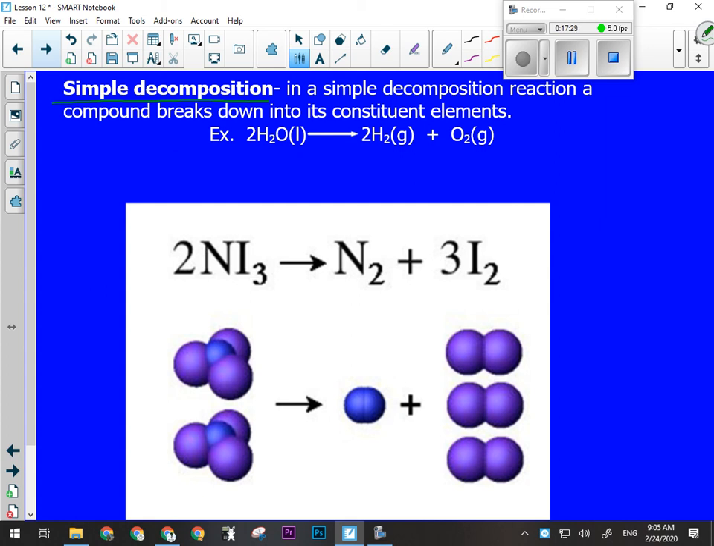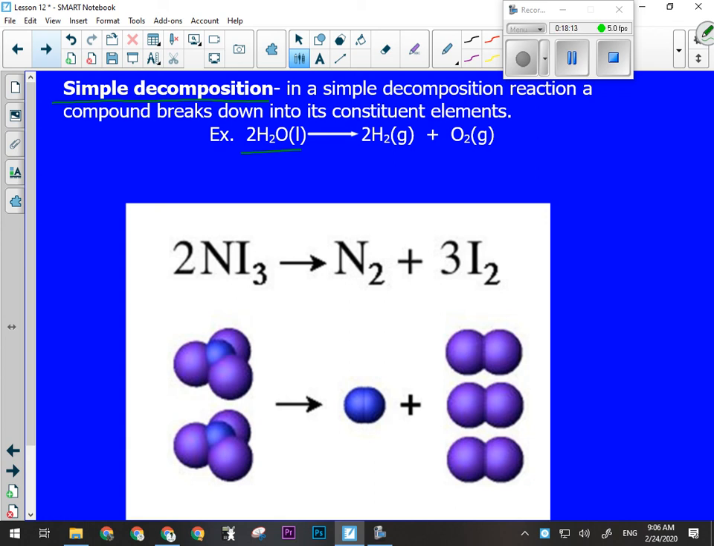How many water molecules are on the reactant side here? 2. Okay. How many hydrogen atoms are on the reactant side? 4. Yes. So 2 times 2 is 4. So there are 4 hydrogen atoms on the reactant side. How many oxygen atoms are there? 2. Remember, this means multiply everything behind me by 2. All right. Over here, do I have 4 hydrogen atoms and 2 oxygen atoms? So the equation is balanced.